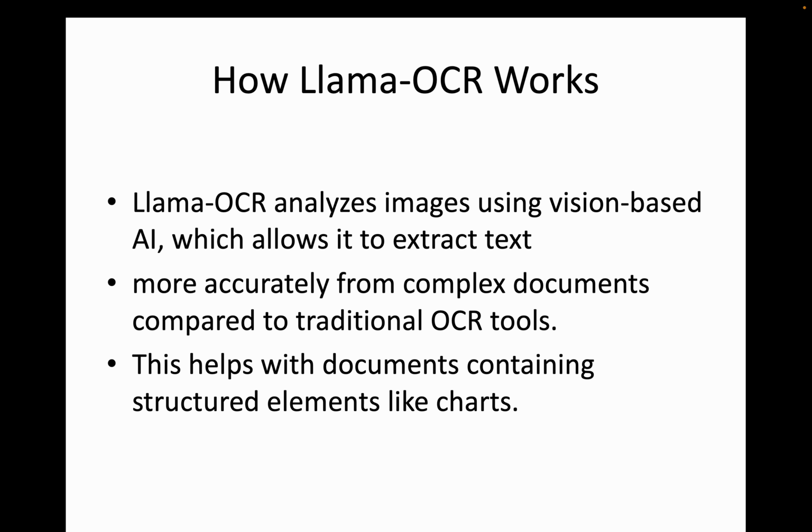So how exactly does Llama OCR work? The tool uses vision based AI to process images, allowing it to recognize text more precisely than traditional OCR methods. So it can identify and extract text from documents with complicated layouts such as tables or receipts. This AI driven approach provides a more robust solution for structures which have context.